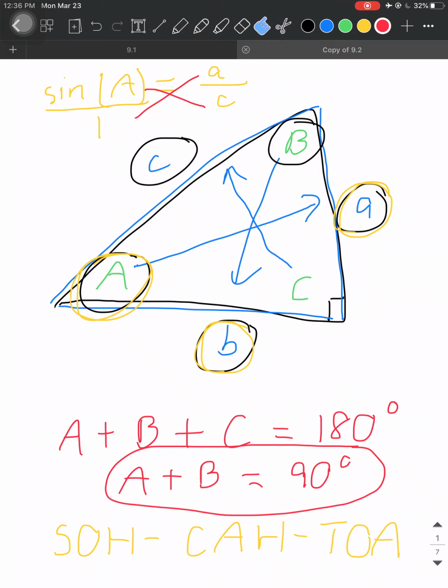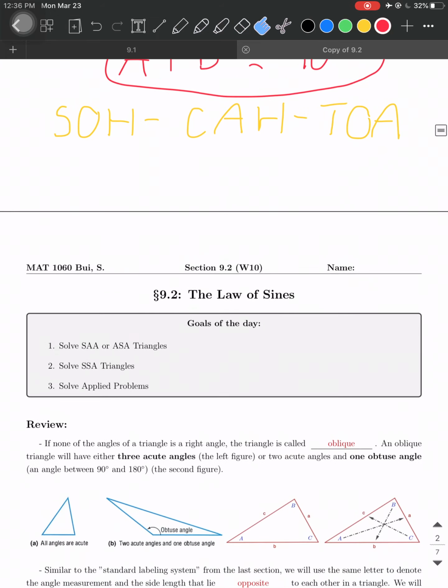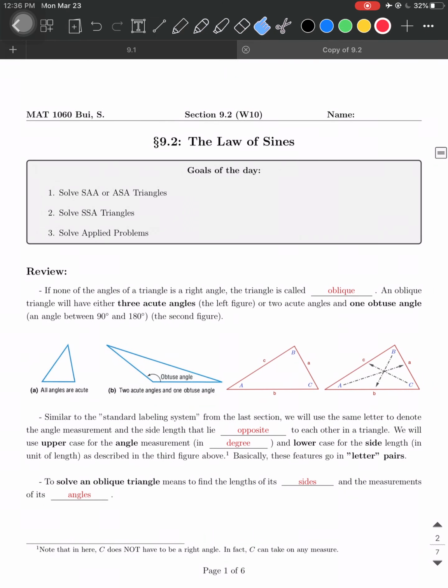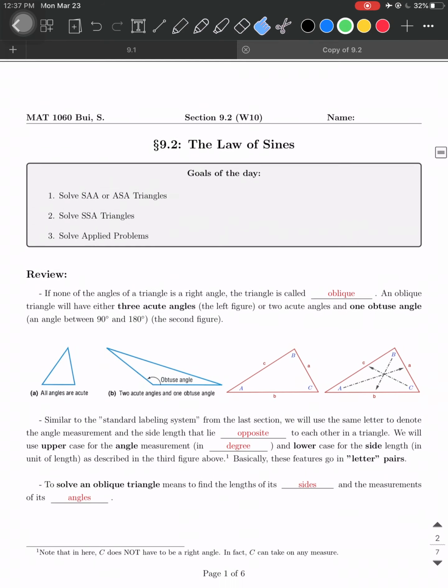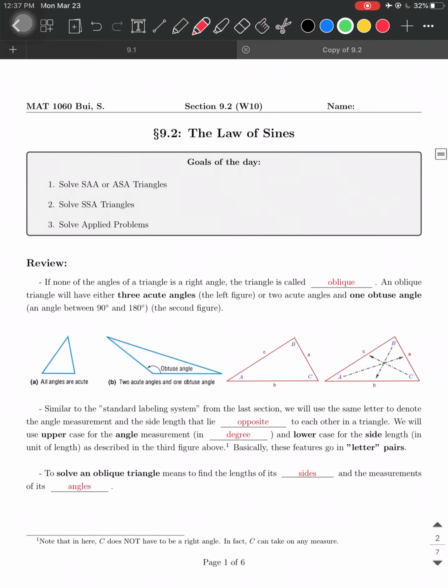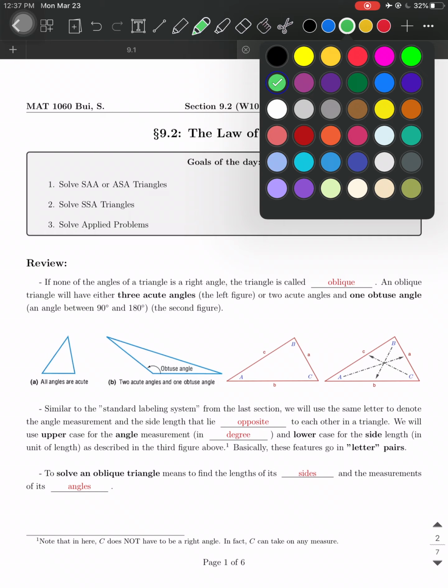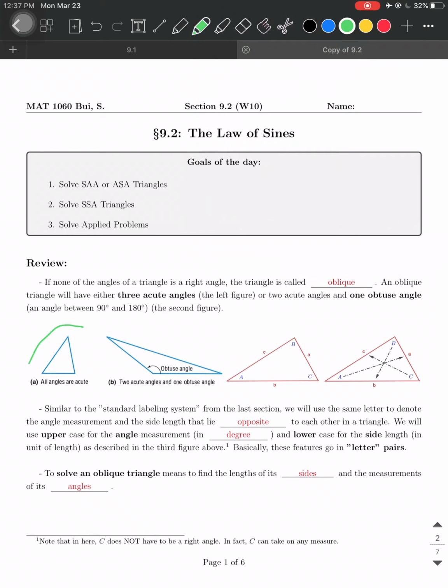Let's extend it. Let's talk about 9.2. So what if we're not lucky enough to have a right triangle, right? Like what if we have something that's not a right triangle? What if we have a common triangle looking like this? Like all angles are acute. Like this. Or what if we have something like this with an obtuse angle?